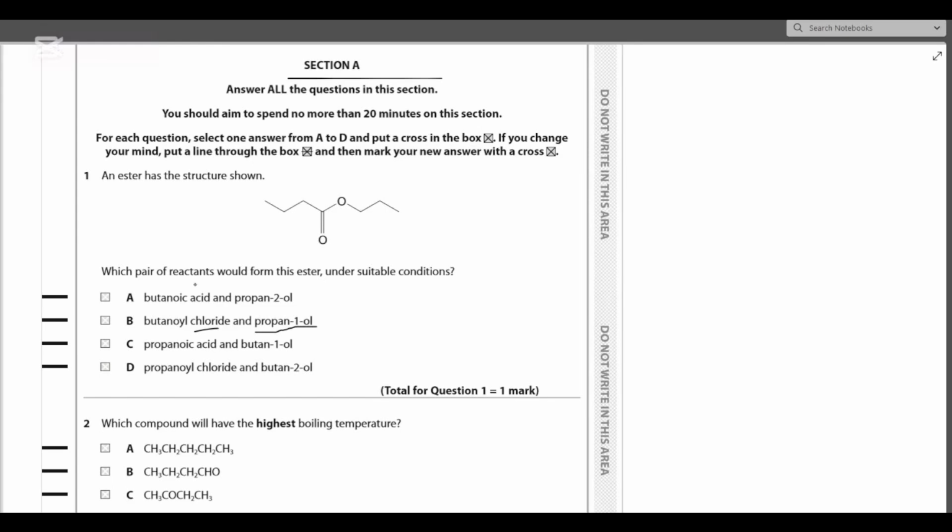An ester structure is shown. This asks which pair of reactants would form this ester under suitable conditions. Now listen up, we should remember that for producing an ester, an alcohol and an acyl halide are required. From the alcohol group, the H will go away, and from the acyl halide group, the halide group will go away.